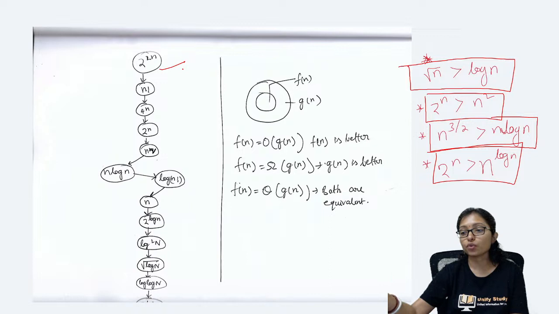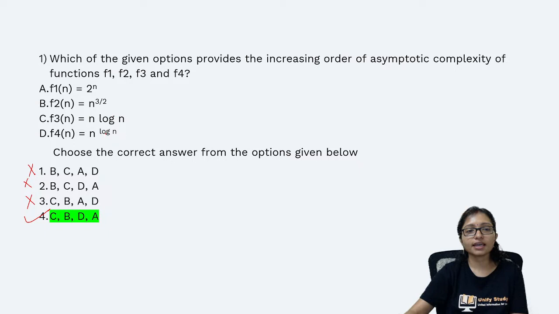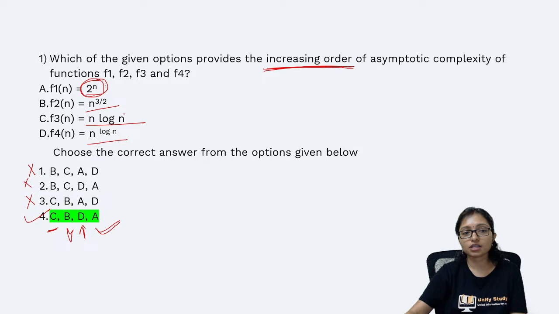And that's why your answer will be, you can see here, 2 to the power n will be the last one, because it is asking you in increasing order. Increasing order means smallest to largest. So the largest one will definitely be this one, that is a. After that, the next one is n log n, that is d. Then the next one is n to the power 3 by 2. And the first one is n log n, because this is the smallest one. n log n is the smallest one. 2 to the power n is the largest one. And that's why your answer will be this one.